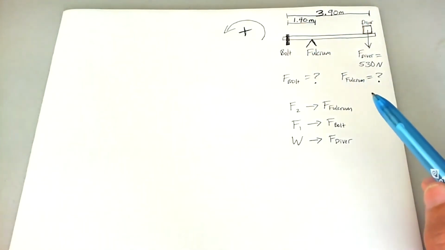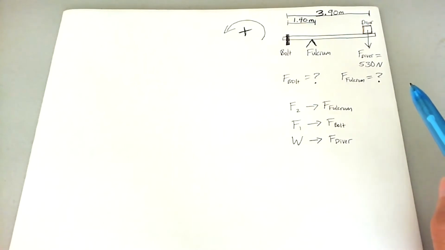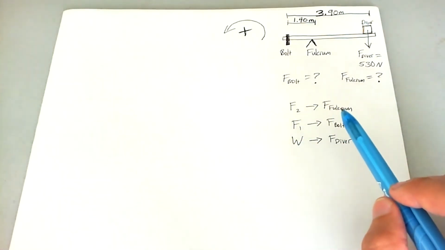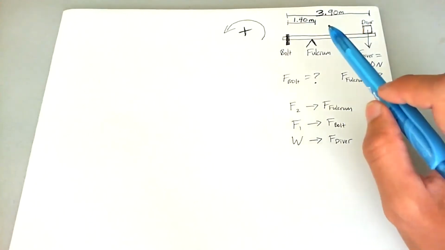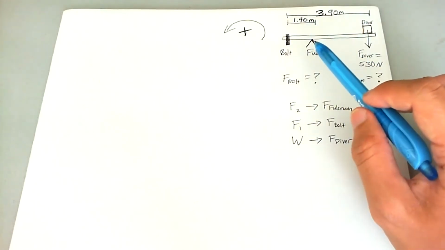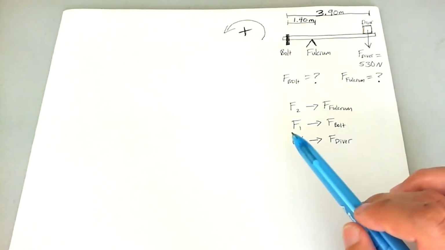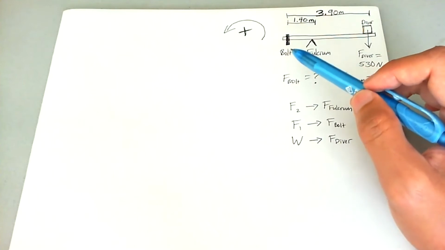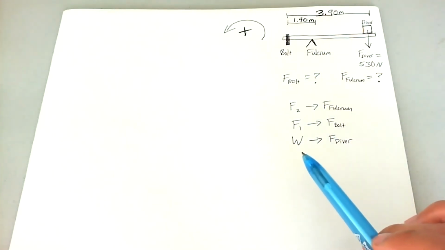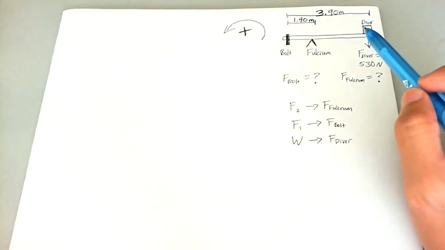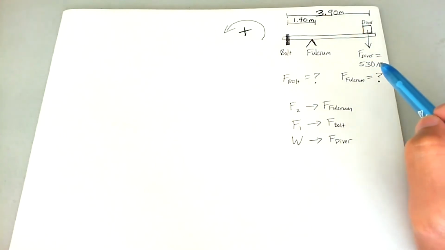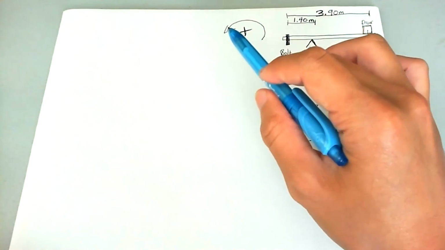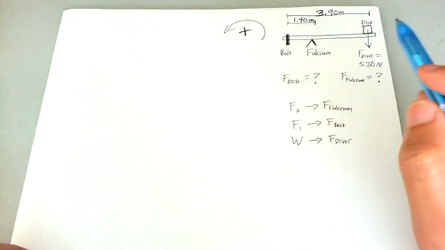So let's do a few notation transformations here. The F2 that's on the picture, I'm just going to say is the F of the fulcrum. That is this force pointing up. F1 is the F of the bolt, so the bolt is providing a force pointing down. And W on the picture is just going to be the force of the diver, which is also pointing down. That's going to be 530 newtons. We're also going to look at a convention. Counterclockwise is positive, just like always.